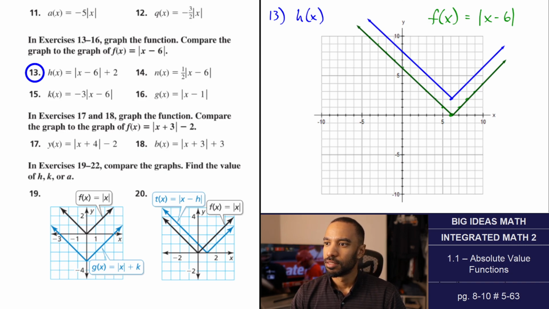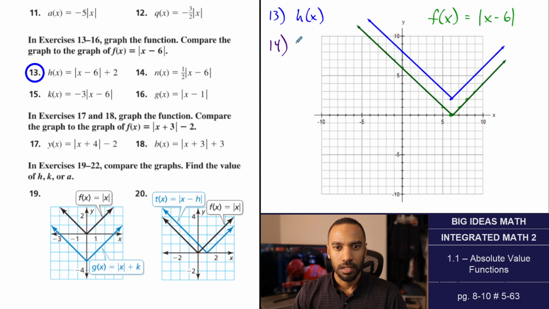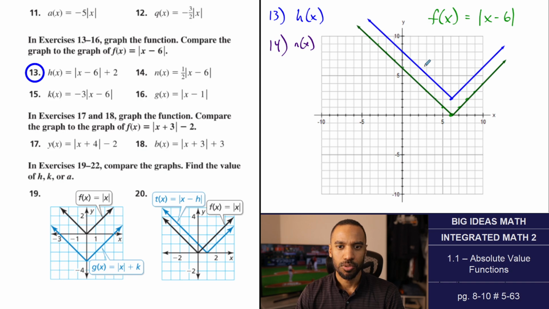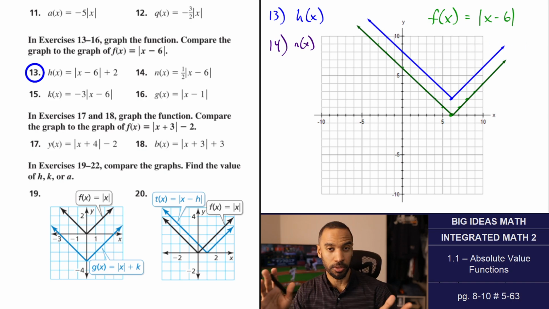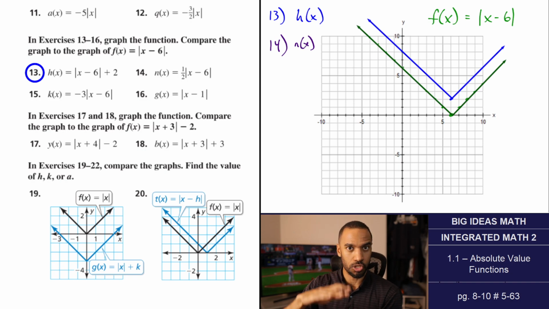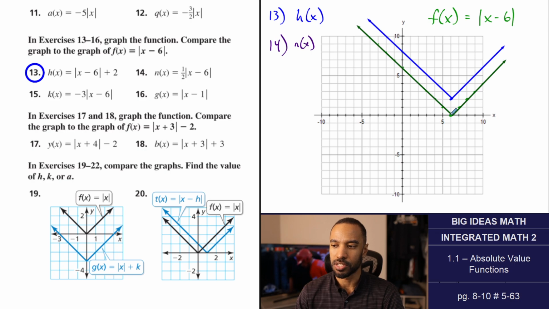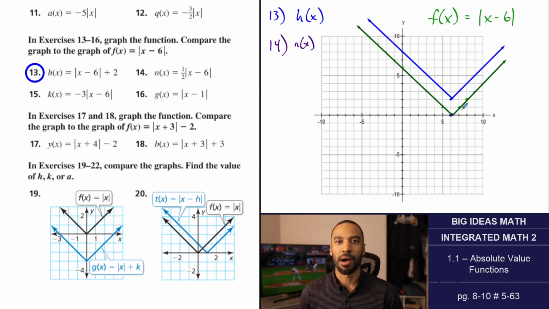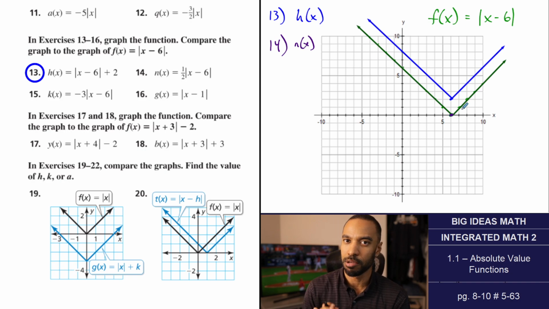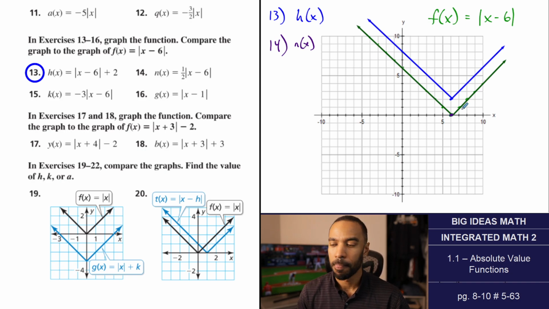Number 14, n of x, look at n of x, it's 1/2 absolute value of x minus 6. And by the way, I'm verbally describing the transformations here. It translates 2 units upward in comparison to the absolute value of x minus 6. This one also translates the same way as the green does, the original parent function. The vertex is at 6, 0. Only now there's a vertical compression by a factor of 1/2. That's how you say that. Vertically compress by a factor of 1/2. Everything is 1/2 times the size in the y direction compared to what the green was.